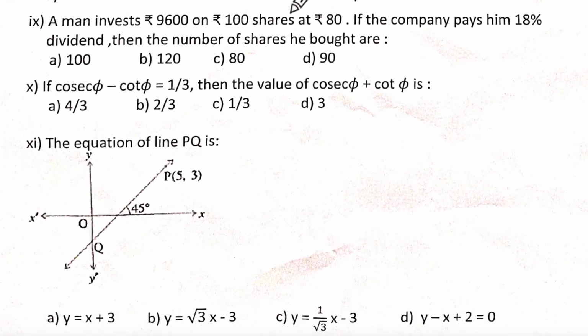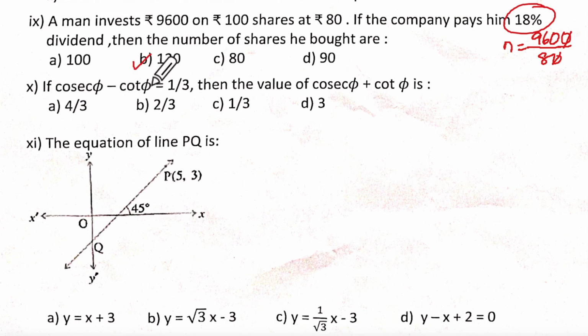A man invests 9600 in this at 80. The company pays 18% dividend. Then the number of shares he bought are: number of shares will be equal to investment, which means 9600 upon MV. How much is MV? 80. So how much am I getting? 120. This 18% was to mislead you.